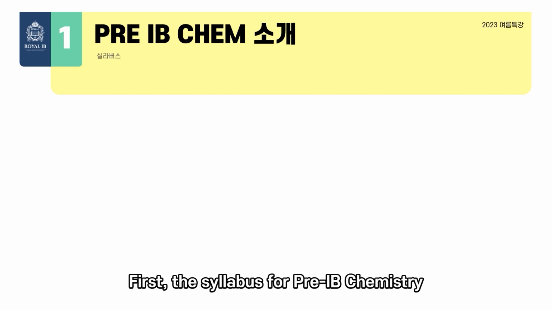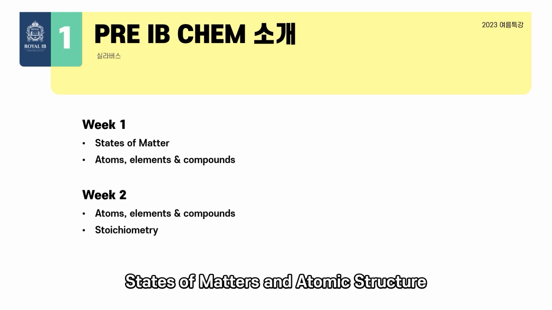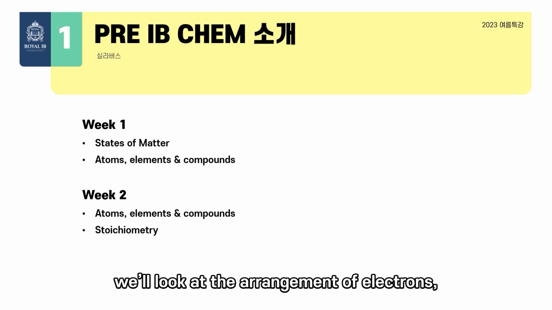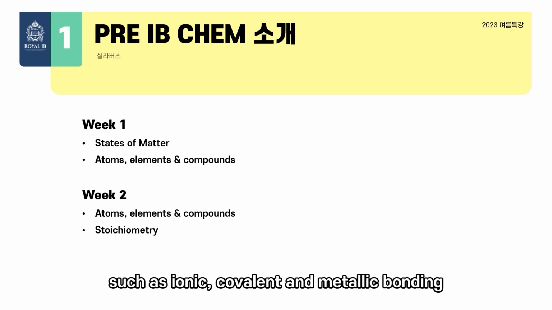First, the syllabus for PreIB chemistry. We start off with the basics in week 1, states of matter and atomic structure. Atomic structure will continue into week 2 and we'll look at the arrangement of electrons, trends across the periodic table, and the various types of bonding such as ionic, covalent, and metallic bonding.